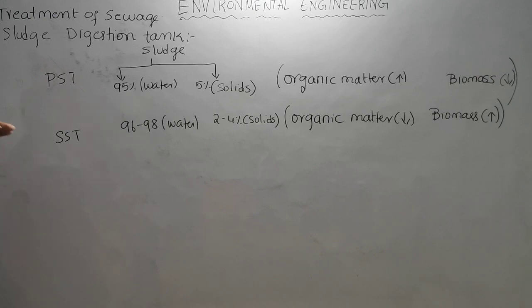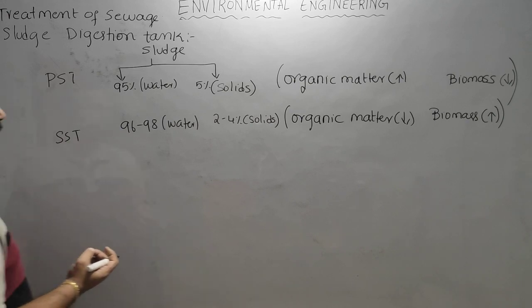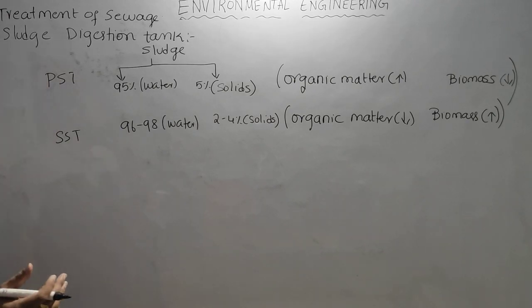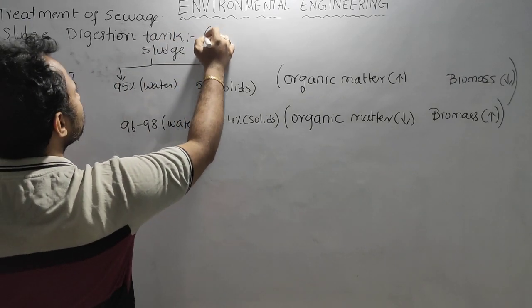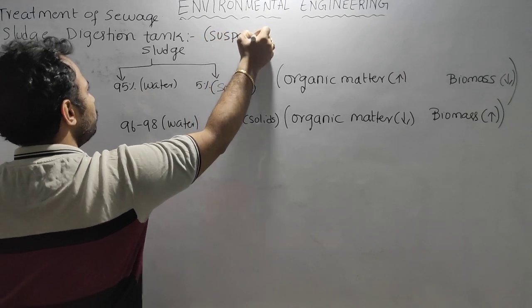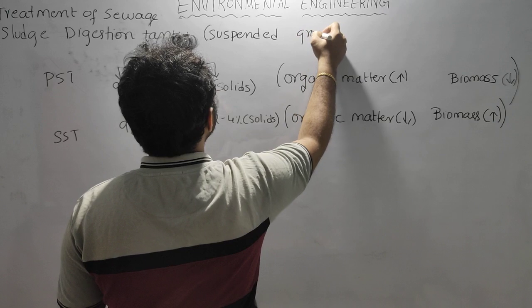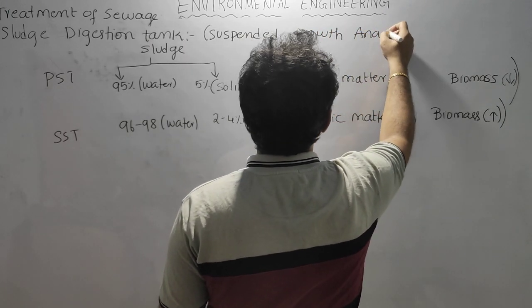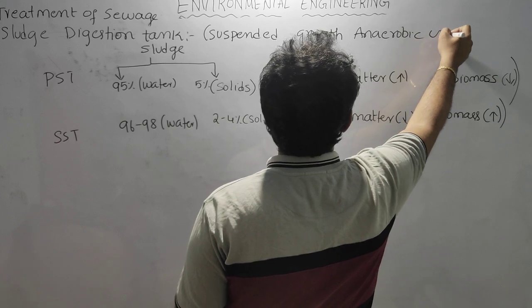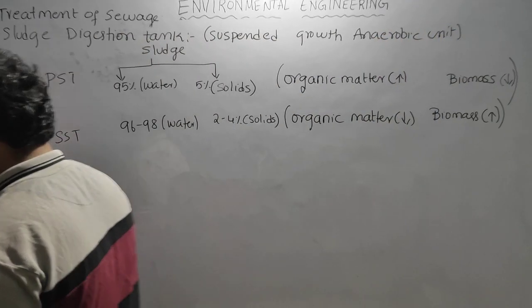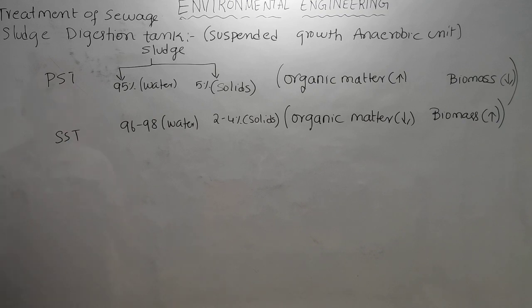But here, as this is an anaerobic method, it cannot take place directly. As I told you, aerobic digestion takes place immediately, but anaerobic digestion takes place in stages. So what are the two stages? One is the acid formation stage and the other is the methane forming stage. As we are doing this sludge digestion, it is a suspended growth anaerobic unit. So the sludge digestion will take place in two stages. One is acid formers.